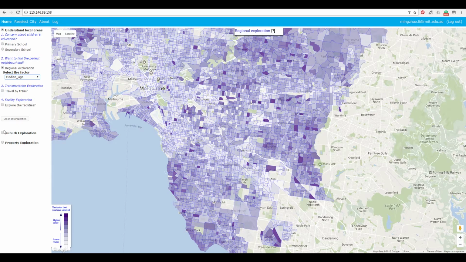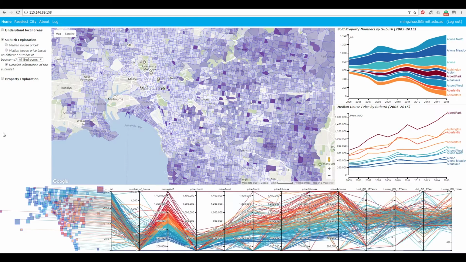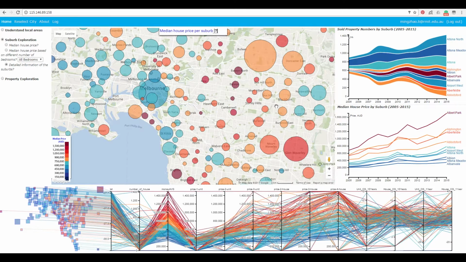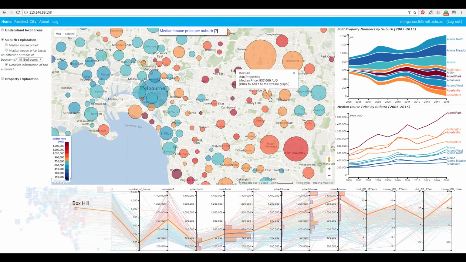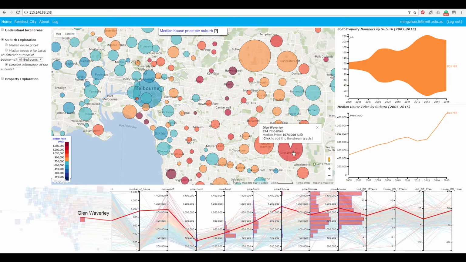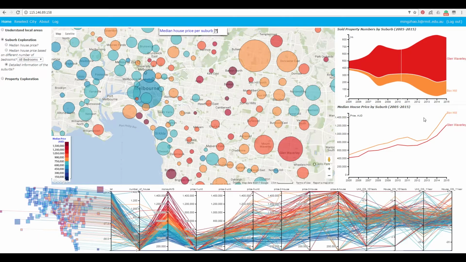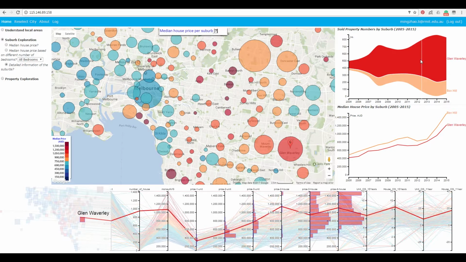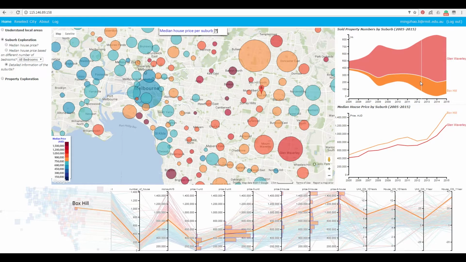Then he went to suburb-level exploration, and selected those 2 suburbs. By comparing price-related information in the 2 suburbs, he noticed that the 2 suburbs have similar average capital growth in the past 10 years. However, house price in Box Hill increased over 30% in the past year, while Glen Waverley was around 20%. Also, there were more 3 or 4 bedroom houses within his budget in Glen Waverley.